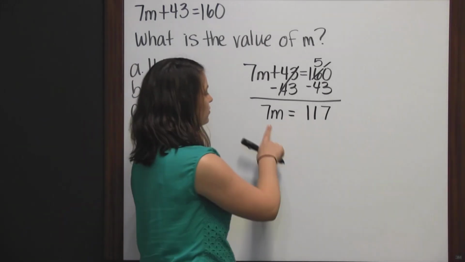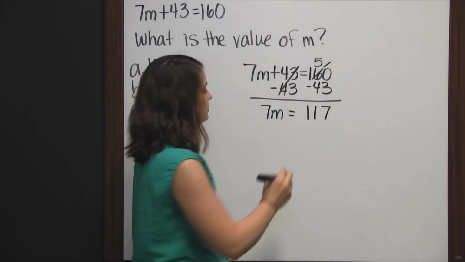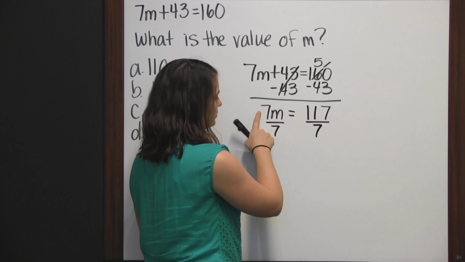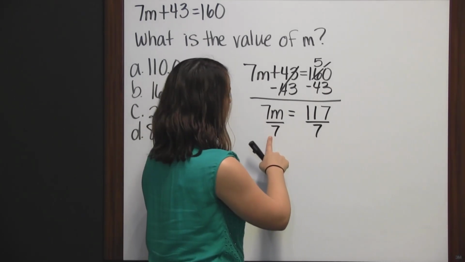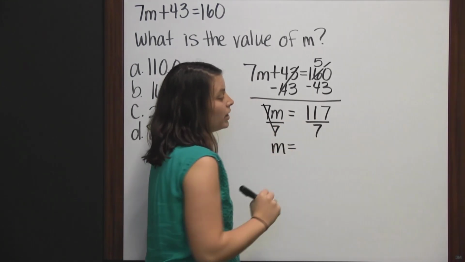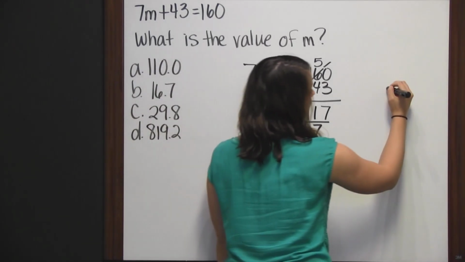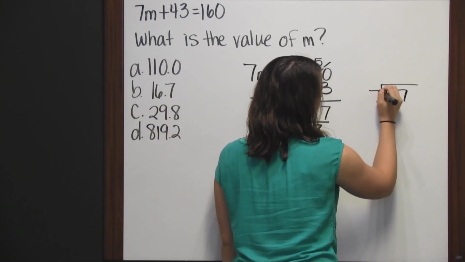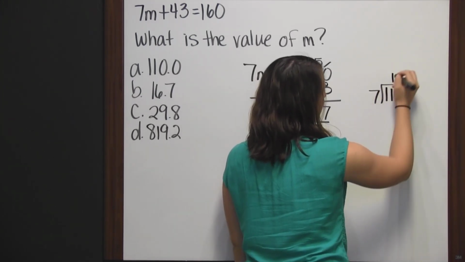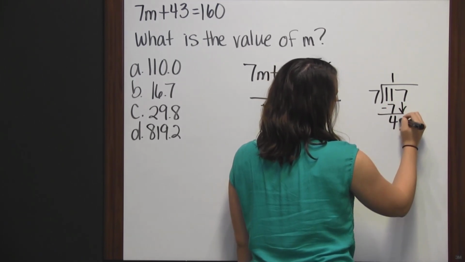Now I have to undo this 7 times m, and the opposite of multiplying times 7 is dividing by 7. 7 divided by 7 is 1, and 1 times m is m. 117 divided by 7, I'm not sure what that is, so I'm going to divide off to the side. 7 goes into 11 one time. 7 times 1 is 7. When you subtract, you get 4. And then we bring down the 7.